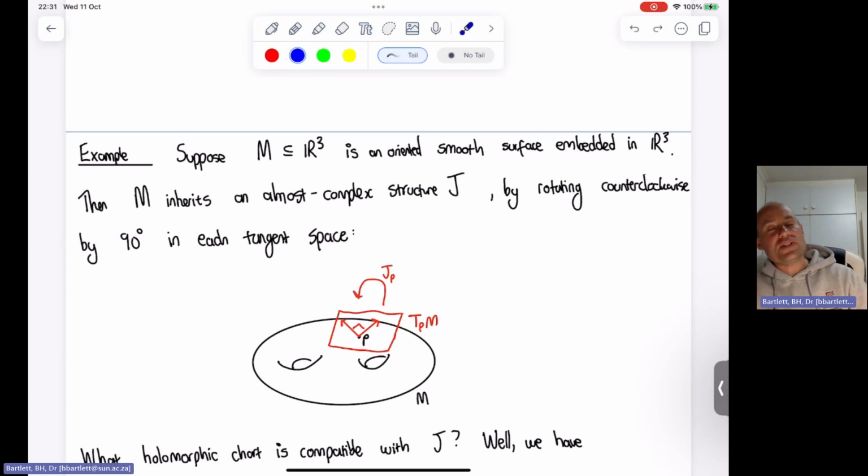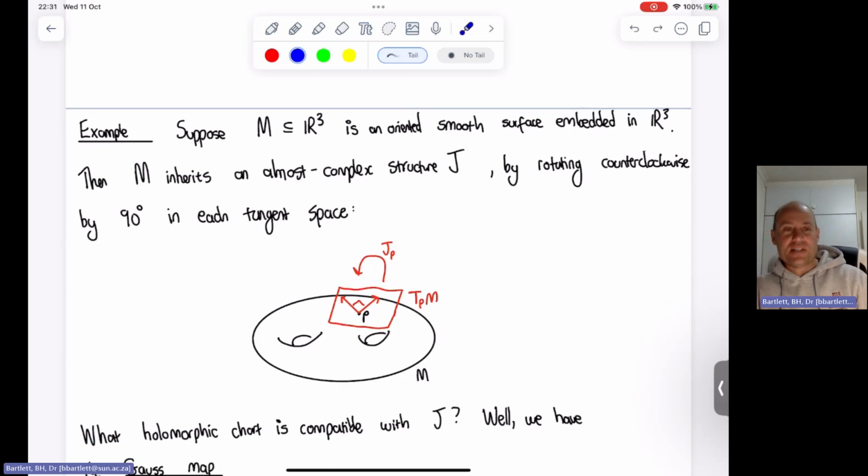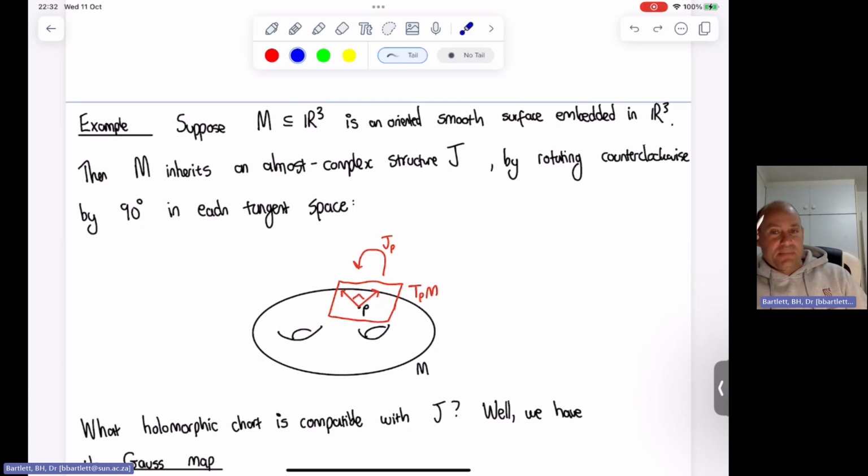Then you might ask a very natural question: if I wanted to promote this almost complex structure, which is the thing living in the tangent space, to a holomorphic chart, what holomorphic chart would be compatible with this almost complex structure? Okay, that's a nice question. I encourage you to think about that and get back to me if you have any more thoughts, but we can say some things about that.